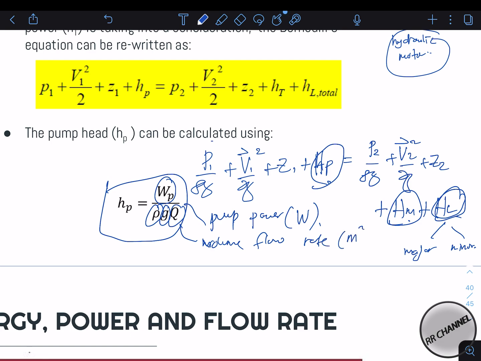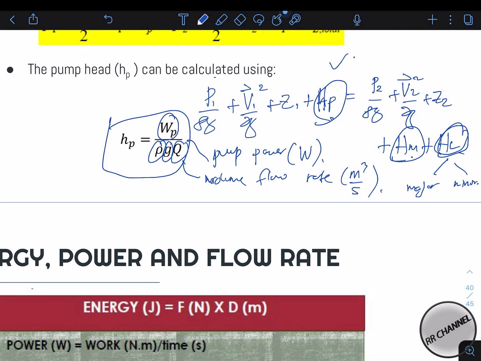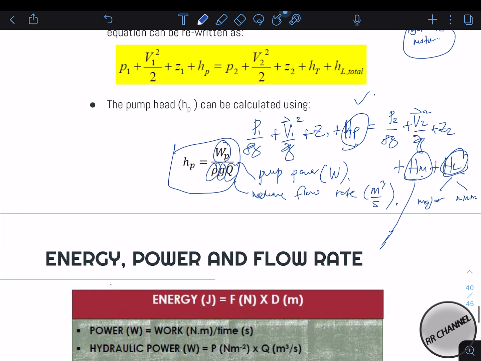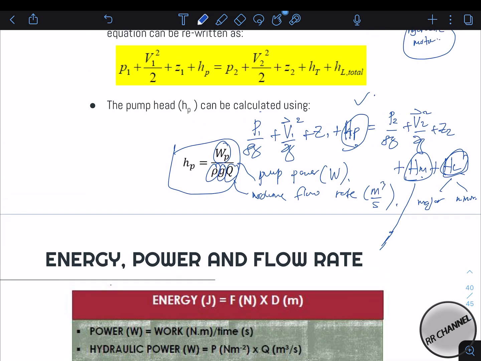Unit is meter cube per second. Okay, so this is how to get your pump head. For the hydraulic motor head here, basically you can find it through the specification of the hydraulic motor, but there is no exact formula to get the value of this, unless we use a sum calculation to find the motor head.